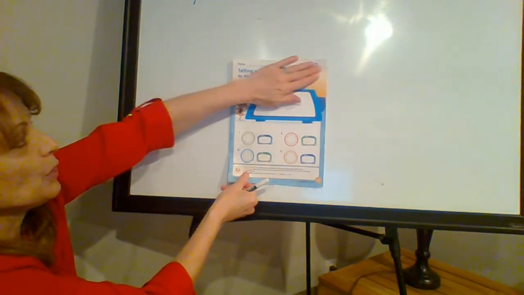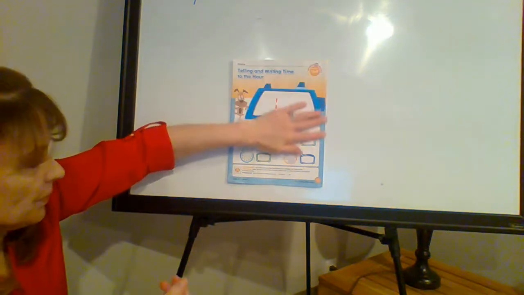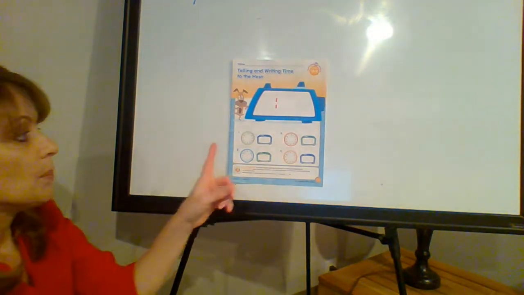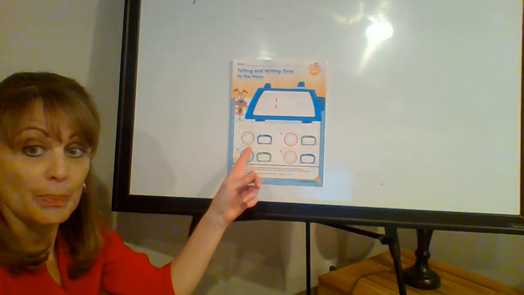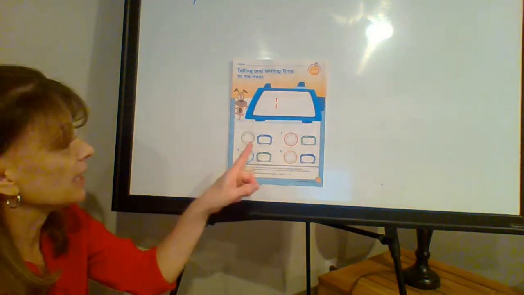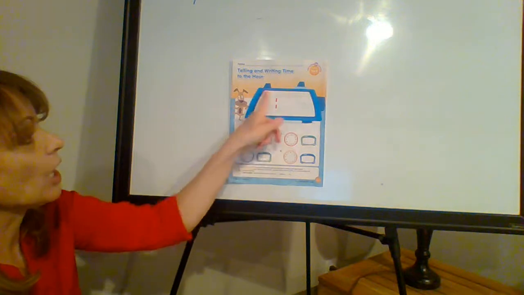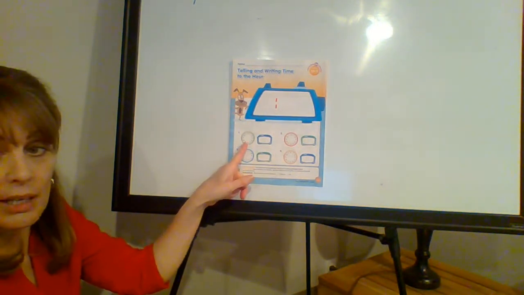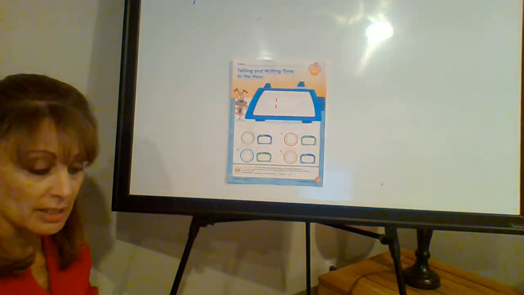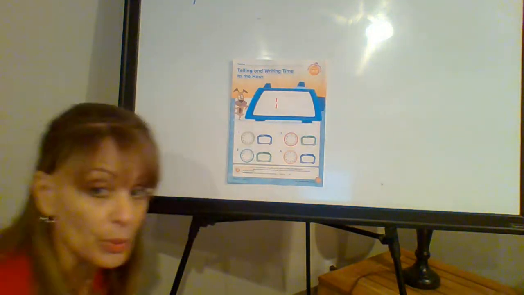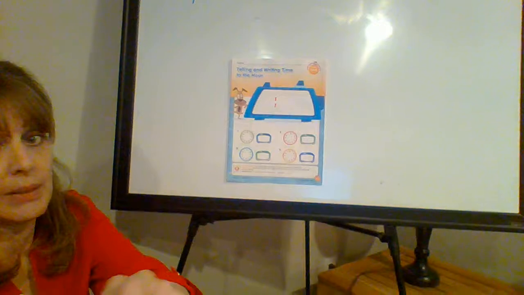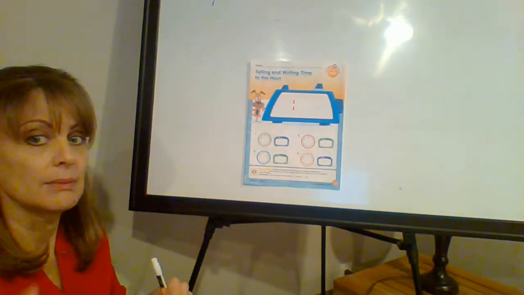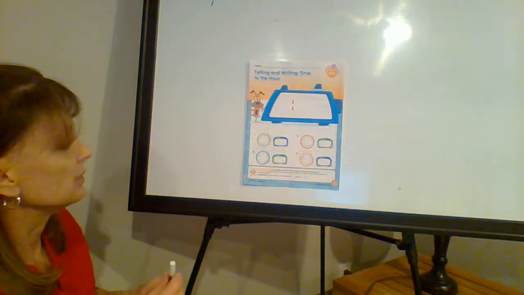So we have 2 different clocks. If you have a clock in your bedroom, you probably have a clock that looks like this little one, and we call this a digital clock. The round clock we call an analog clock. They both tell the same time. It's just they look differently. Hopefully that won't fall off. Okay.